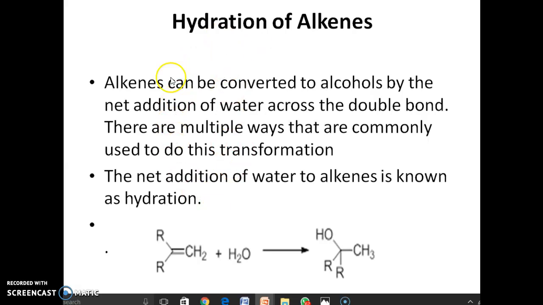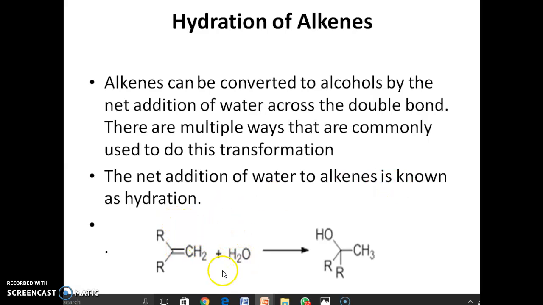The next type of reaction is hydration of alkenes. Alkenes can be converted to alcohols by the net addition of water across the double bond. There are multiple ways that are commonly used for such a transformation. The net addition of water to an alkene is known as hydration.